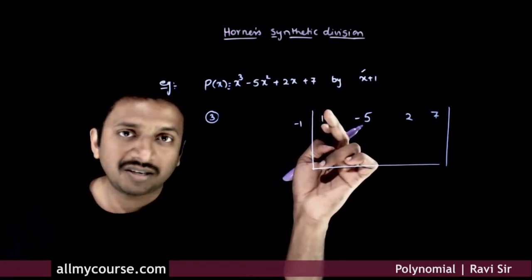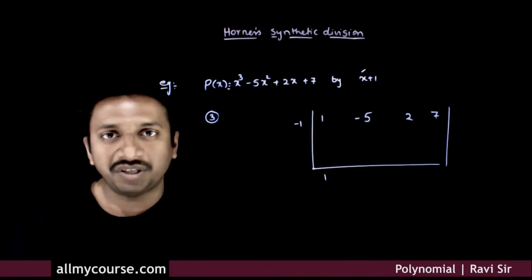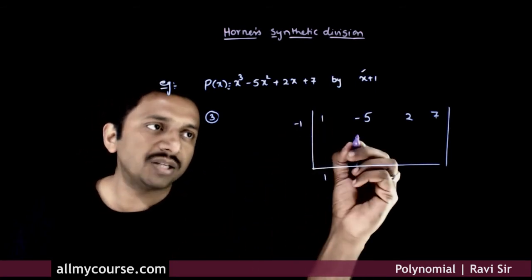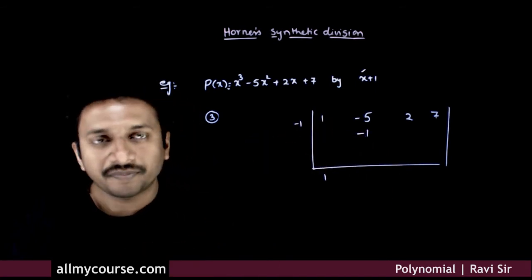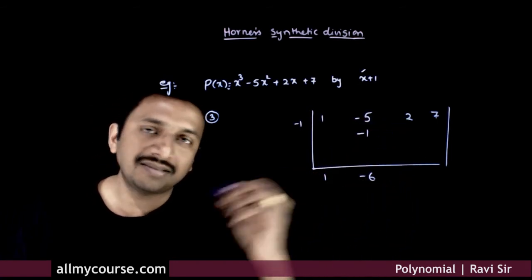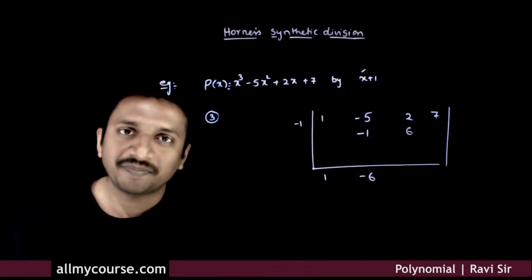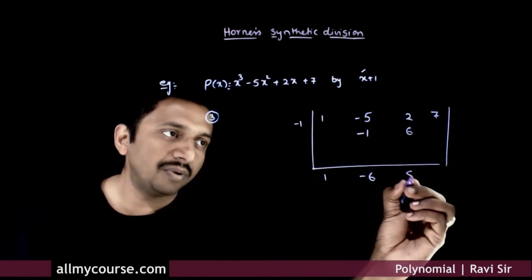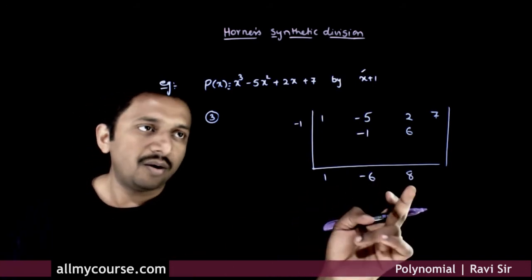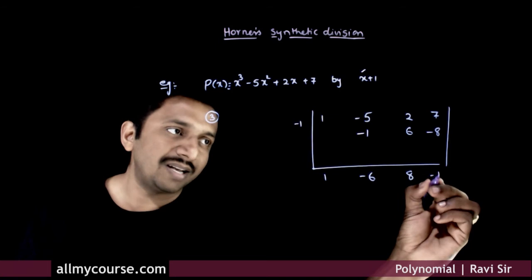So now, in the first stage, get this 1 here. So we'll just carry over the leading coefficient here, 1. And 1 into minus 1 is minus 1. And minus 5 minus 1, you add these two, you get minus 6 as the answer. And minus 6 into minus 1 is plus 6. And you add these two, you get 8 as the answer. 8 into minus 1 is minus 8. So 7 minus 8 is minus 1.